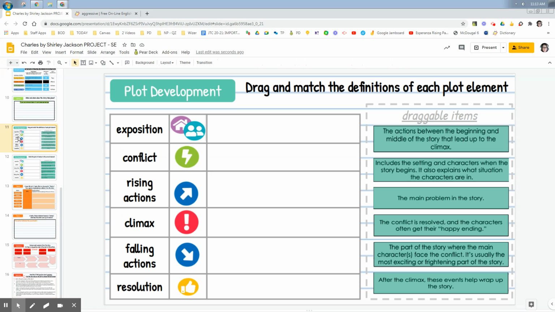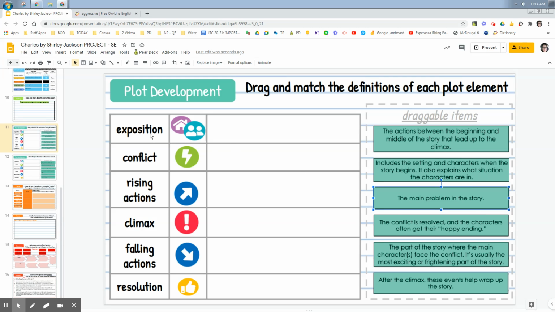On slide 11 is plot development. So what you're going to be doing is showing me that you understand the plot elements in the development of plot. We have gone over exposition, conflict, rising action, climax, falling action, and resolution. So you are going to be thinking about what exposition means, what conflict means, in each one of these plot elements. Then over here on the right in these green boxes are the definitions to each plot element. So you're going to drag and match where they belong.